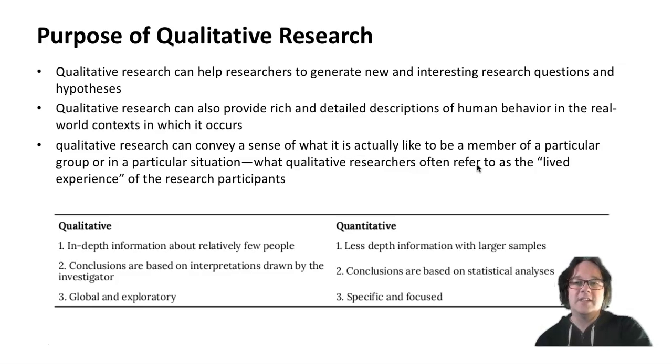Okay, so the purpose of qualitative research. So qualitative research can help researchers to generate new and interesting research questions and hypotheses. So clearly, qualitative research is often just the beginning of a line of research, right? Qualitative research can also provide rich and detailed descriptions of human behaviors in the real world context in which they occur. Exactly what I was just describing in terms of the book, The Cocaine Kids. I think that was really important for people to read that book and see that, yeah, these were people who needed help, not to be thrown away, right?